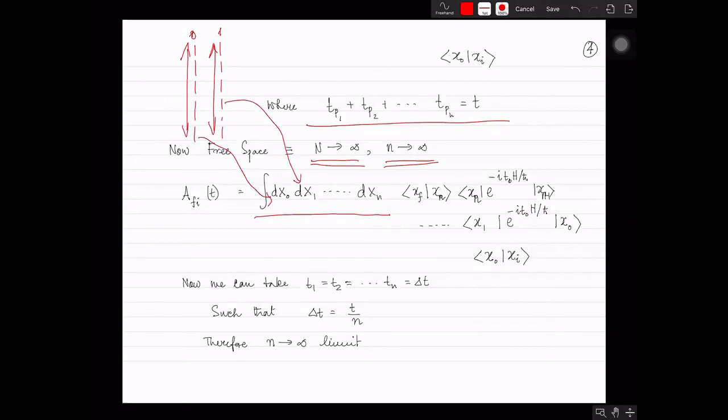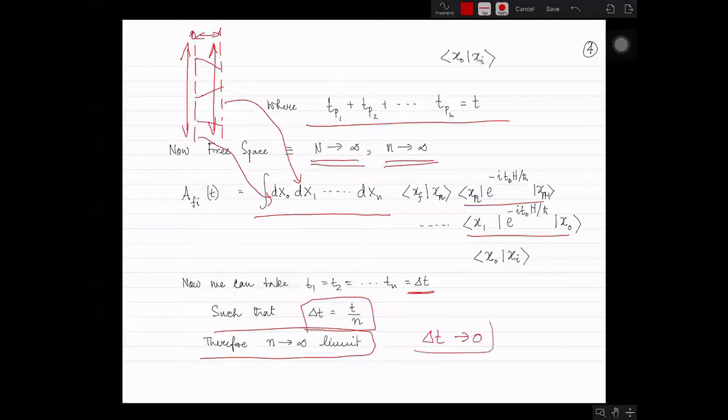And then I have these divisions. Each of them is the small section going from one screen to another, and the screens are infinitely dense now. And then let's take the time taken from one screen to another as delta t. And clearly, if I have n screens, delta t is the total time divided by the number of screens. And in the limit of the number of screens going to infinity, delta t goes to zero. So that's my small parameter.